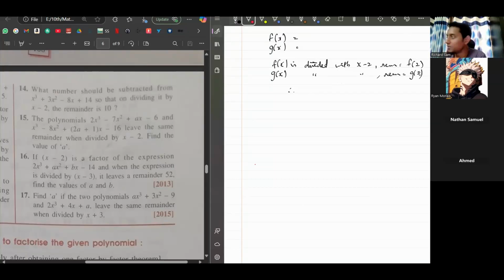F of 2 and g of 2 are the same. F of 2 is this one's remainder. G of 2 is the other one's remainder. And the question says that both the remainders are same. So f of 2 is equal to g of 2. Understand? That is your equation. In place of f of 2, you'll write this whole equation with 2 in place of x, and for g, you'll write this. Is that clear?